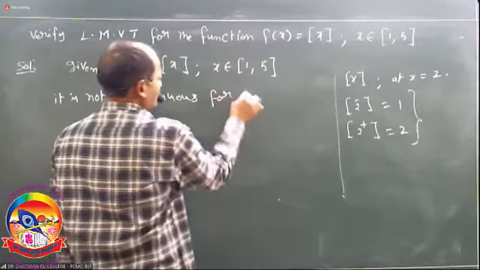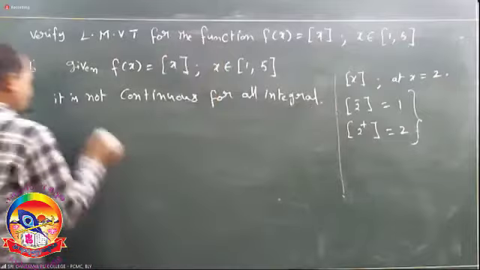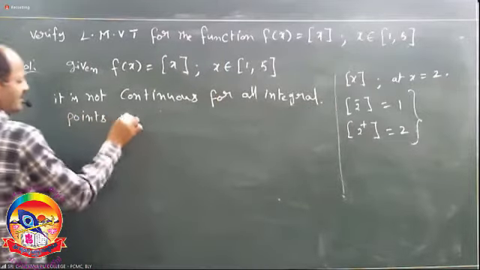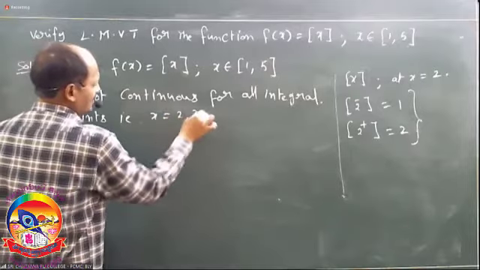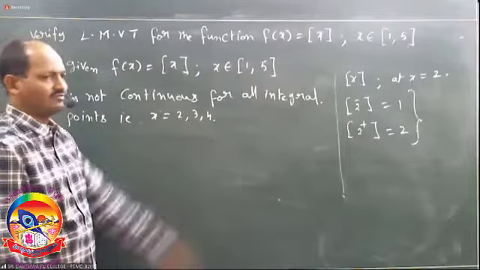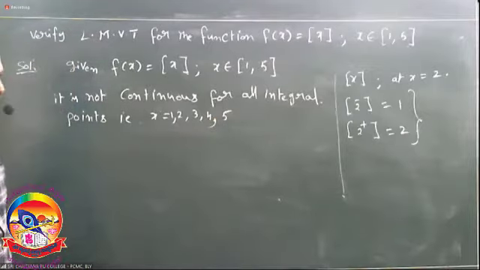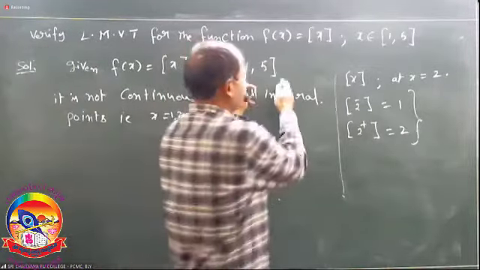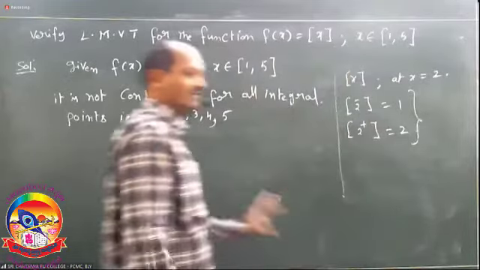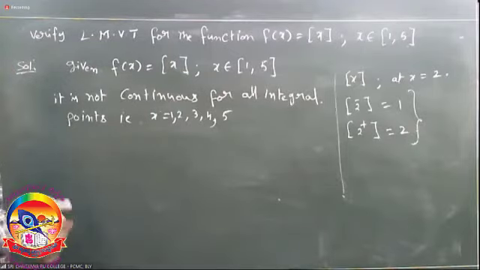For all integral points, that is x equal to 2, 3, 4. Here the interval is closed, [1, 5], so consider 1 and 5 also. So in this interval, it is not continuous. For any interval, the greatest integer function is not continuous. Why? Because its left hand limit is not equal to right hand limit at integral points.